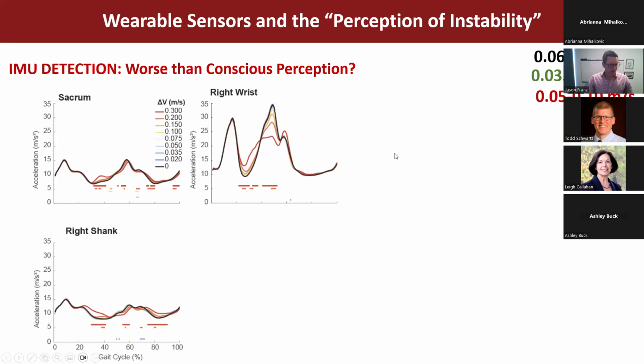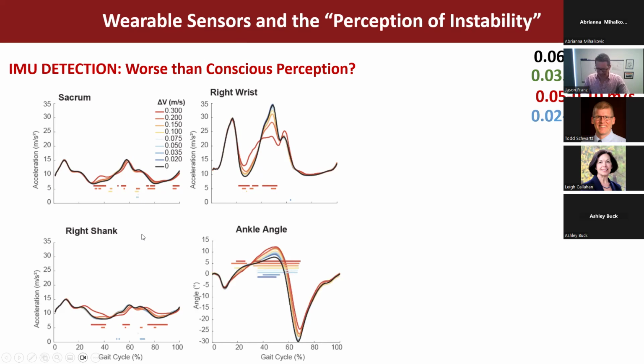We really wanted to deploy wearable sensors and see if inertial measurement units put on the sacrum, the waist, maybe the right wrist or the right lower leg, could detect it. Turns out those were pretty poor at detecting instability, definitely worse than you at saying, I felt it. If you ask the sensor, did you feel it? Pretty unreliable. That's okay, because if you use sensor fusion, you can get something like ankle angle from the IMUs. Turns out that's extremely sensitive to at least this type of perturbation.